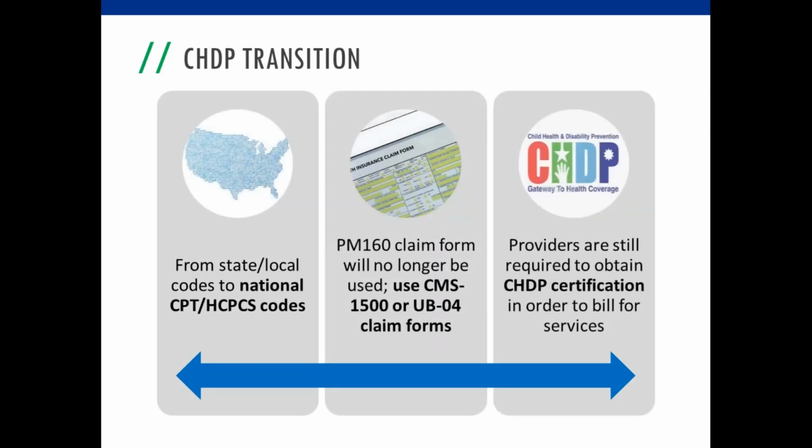Now, let's discuss what is changing with CHDP services. The program's billing requirements are moving from state and local codes to the national CPT HIPAA codes for all CHDP services performed on or after January 1st, 2018. All claims will now be billed on the CMS 1500 or UB04 claim forms or their electronic equivalent.